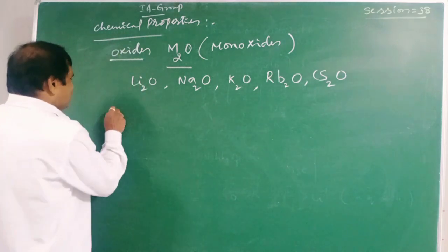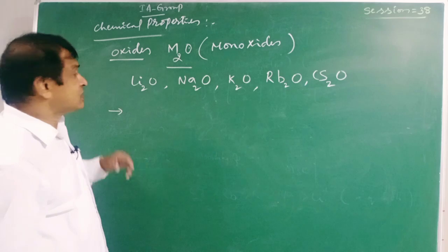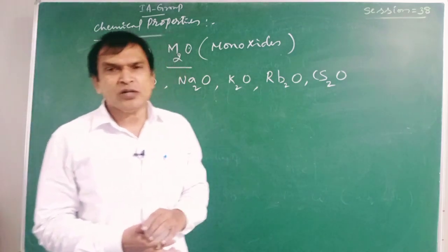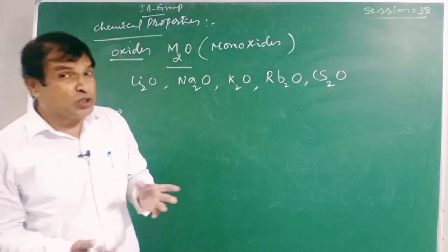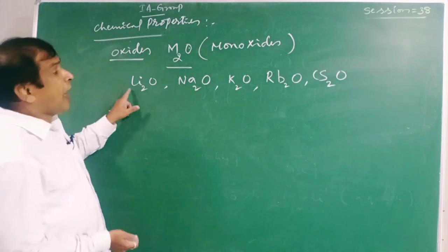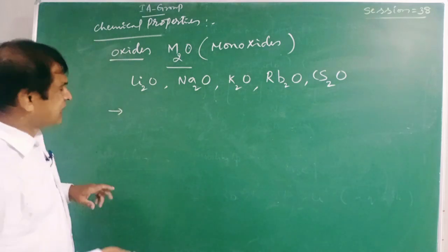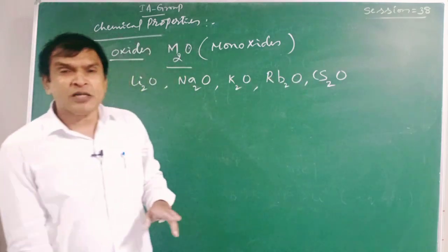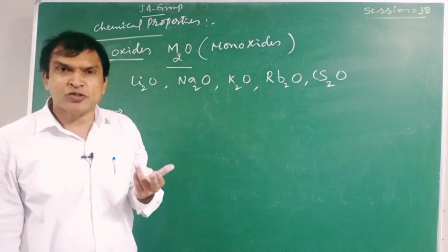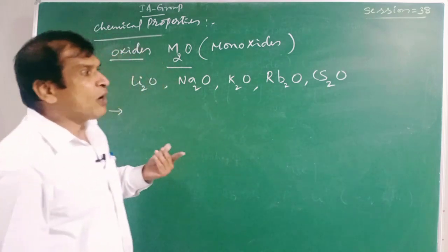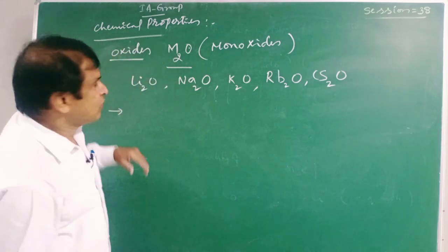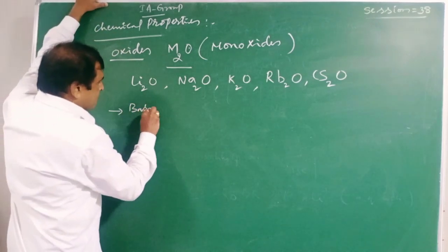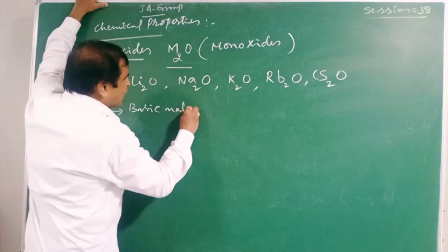Okay, what is the nature of these oxides? Metal oxides are always generally basic in nature. So which is more metallic in nature? Metallic nature is directly proportional to electropositivity. Cesium is the more electropositive metal, therefore cesium oxide is strongly basic in nature. That is the basic nature of the oxide.